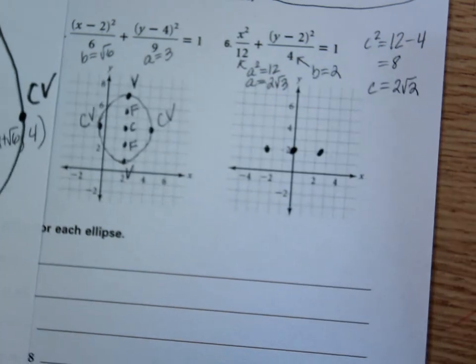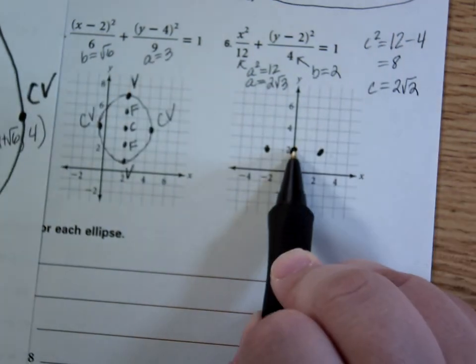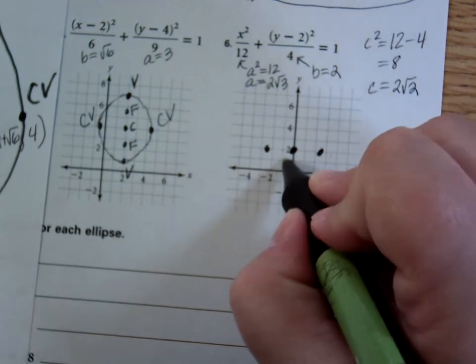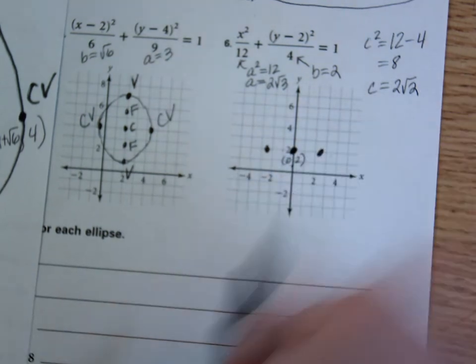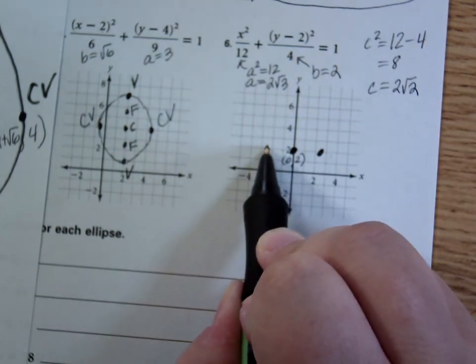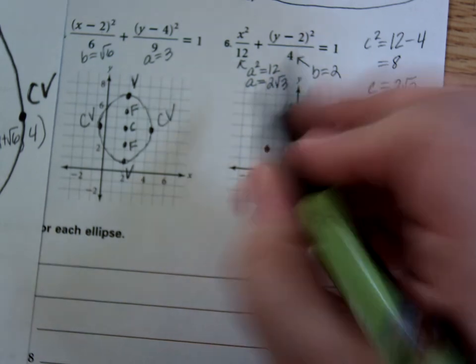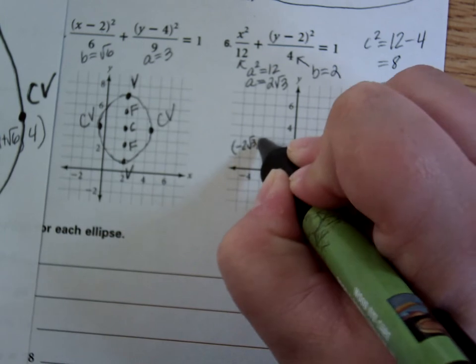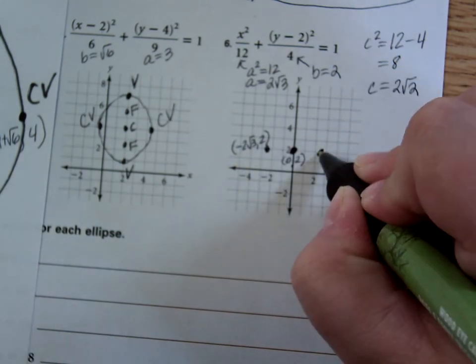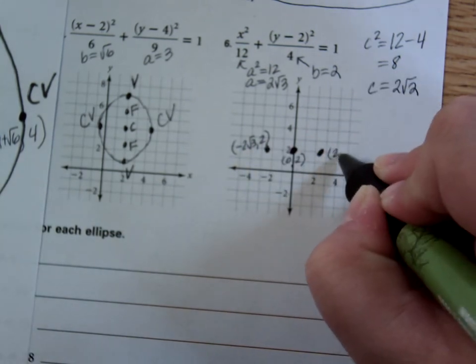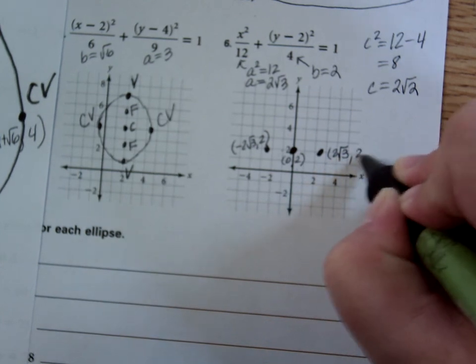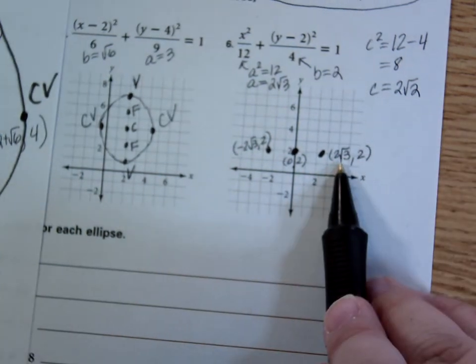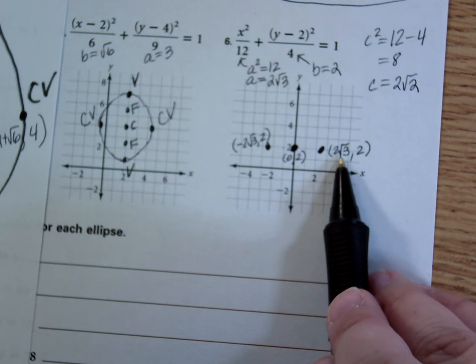Okay, what was this point again? 0, 2. 0 minus 2 root 3, so that's negative 2 root 3, 2. And 0 plus 2 root 3, so that's positive 2 root 3, 2. I came down a little too far on that. That's supposed to be 2 times the square root of 3, comma 2.